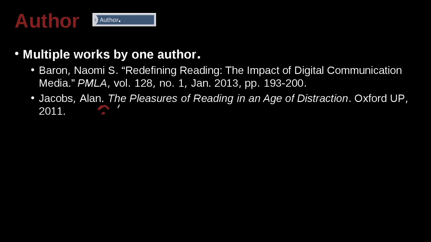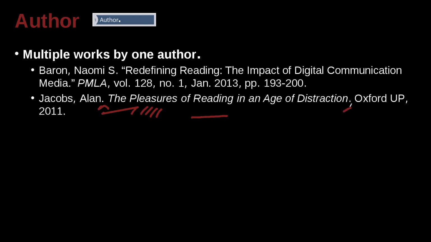Now then, The Pleasures of Reading in an Age of Distraction. This is a book. How do we know it's a book? Because we're not using quotation marks, and it is italicized, written at an angle like that, which means it's underlined, same as underline. That means it's the title of a book. So here, we're just citing the whole book. We're not citing one chapter of the book or one part of the book. This author, Jacob Allen, and his book called The Pleasures of Reading in an Age of Distraction.